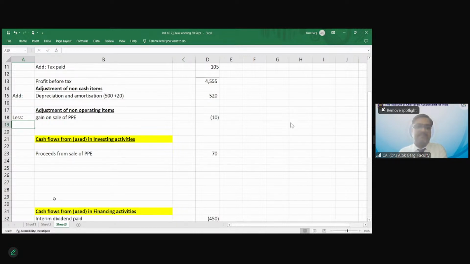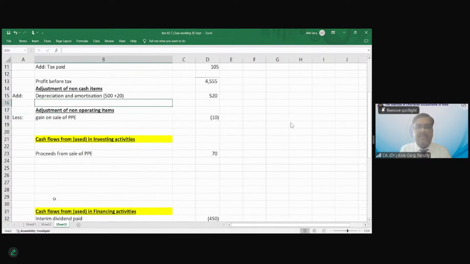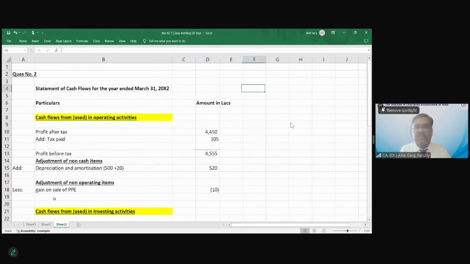So friends, you have the question handy, na? So let me read from my notes. In the balance sheet, property, plant, and equipment is there. Should I make a schedule of property, plant, and equipment? Yes. Okay. So PPE, working notes.